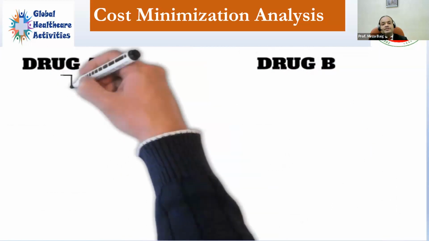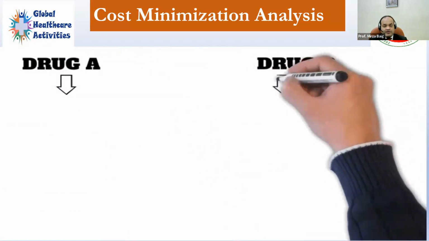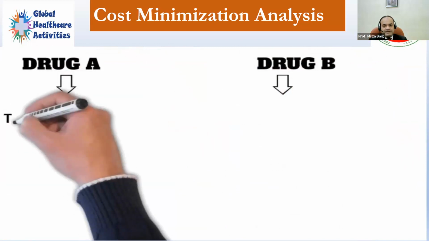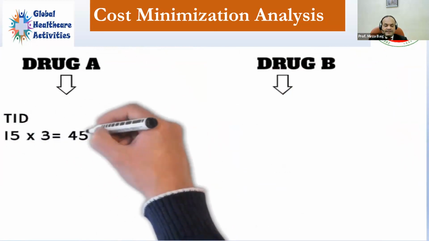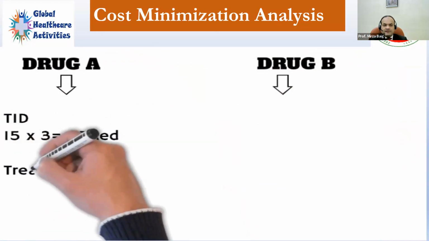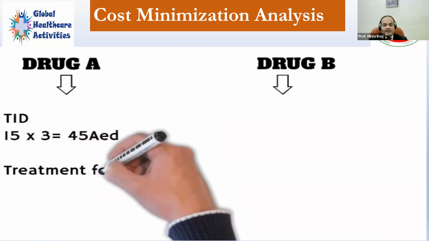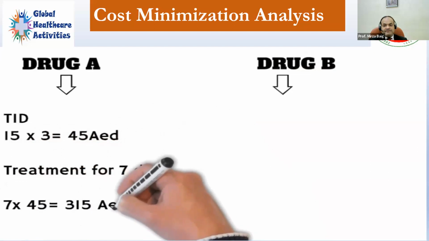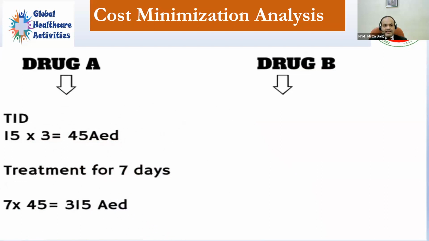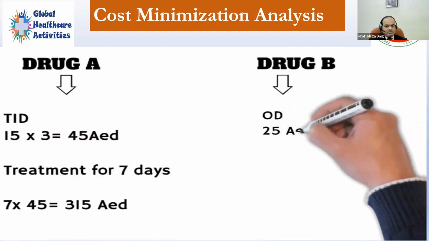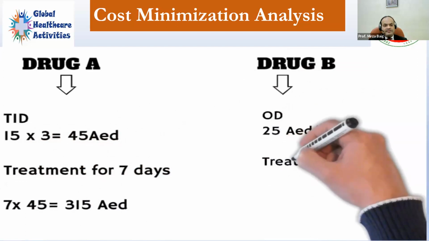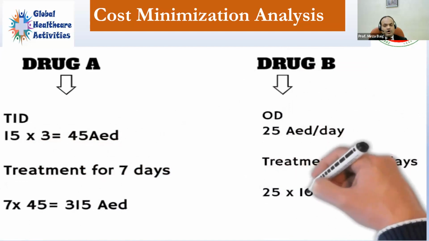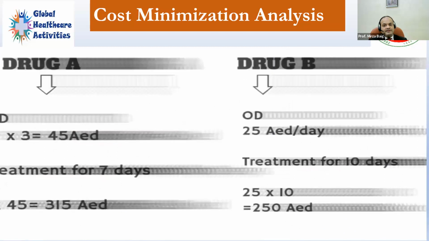But we have to see the duration and frequency of the drug. For example, for drug A the duration is different from drug B. For example, it is given 3 times a day, so the overall cost is 45 dirham, and the treatment is used for 7 days. So we have to calculate for 7 days, that is about 315 dirham. Whereas drug B is given once daily, so the per day cost is only 25 dirham, and even though the duration is increased to 10 days, the overall cost comes to about 250 dirham.